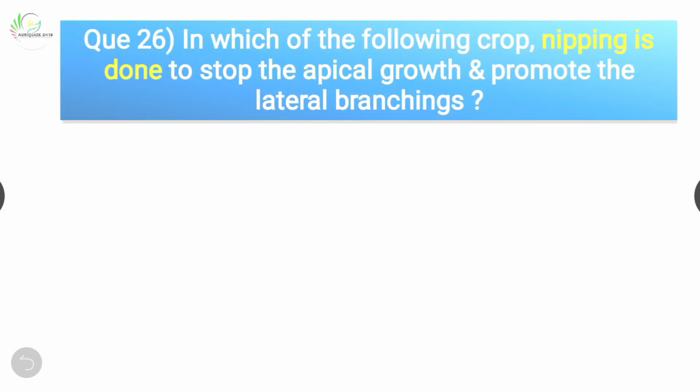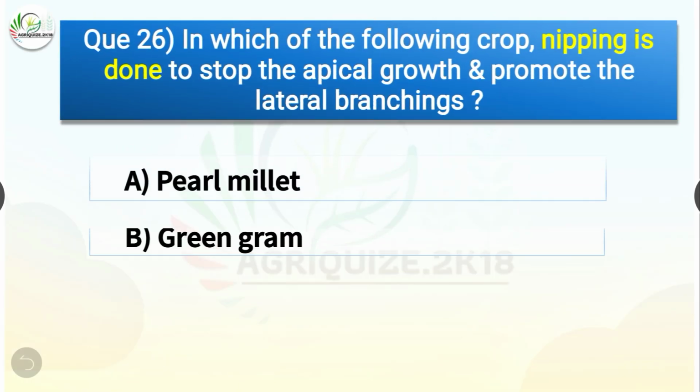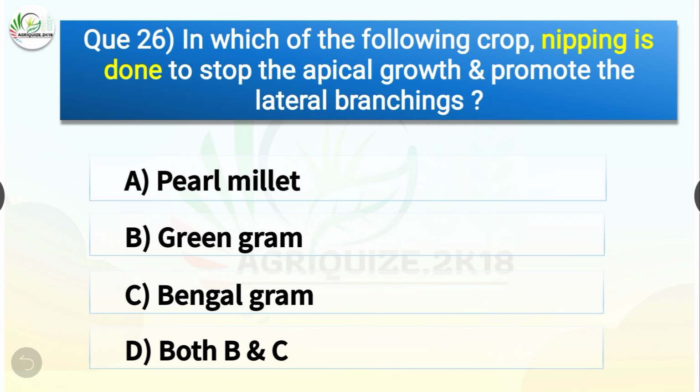Question number 26. In which of the following crop nipping is done to stop the apical growth and promote the lateral branching? The options are pearl millet, green gram, Bengal gram or both B and C. The correct answer is option C, Bengal gram. So in Bengal gram, the nipping is done to stop the apical growth and promote the lateral branching.